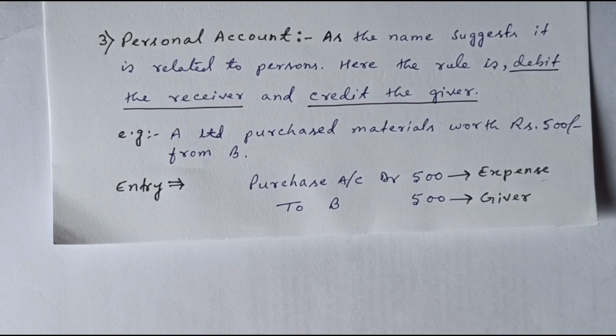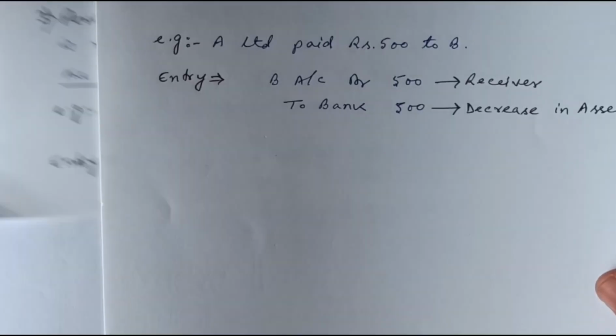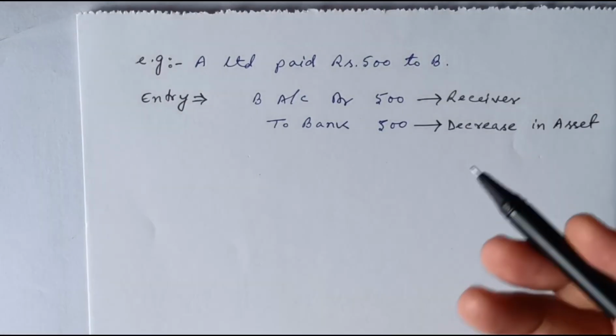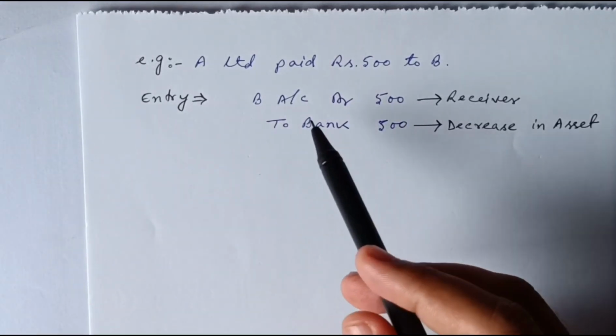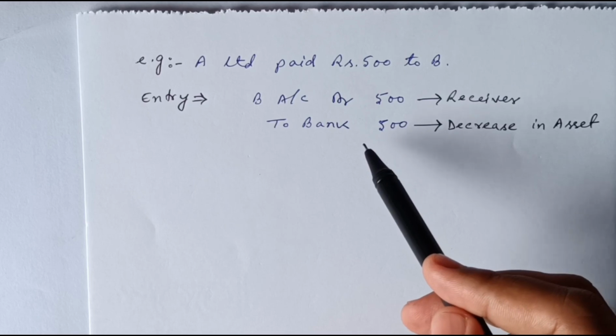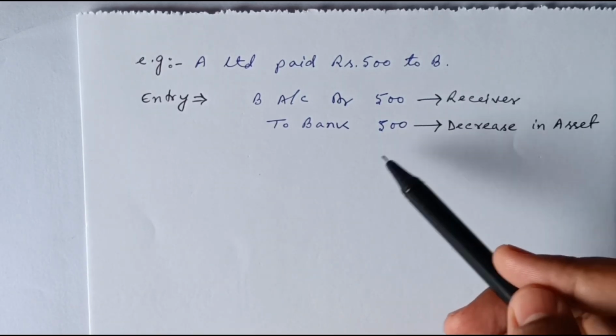We have taken another example also. Suppose A Limited paid rupees 500 to B. So in this example, B is receiving money from A Limited. B is the receiver, so B has been debited and bank has been credited. As bank is decreasing and it is an asset, so decreasing asset is credit.